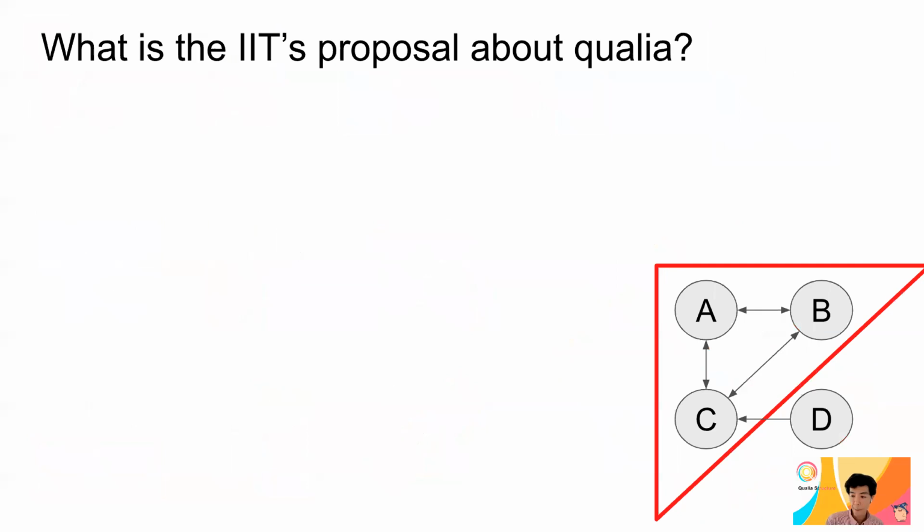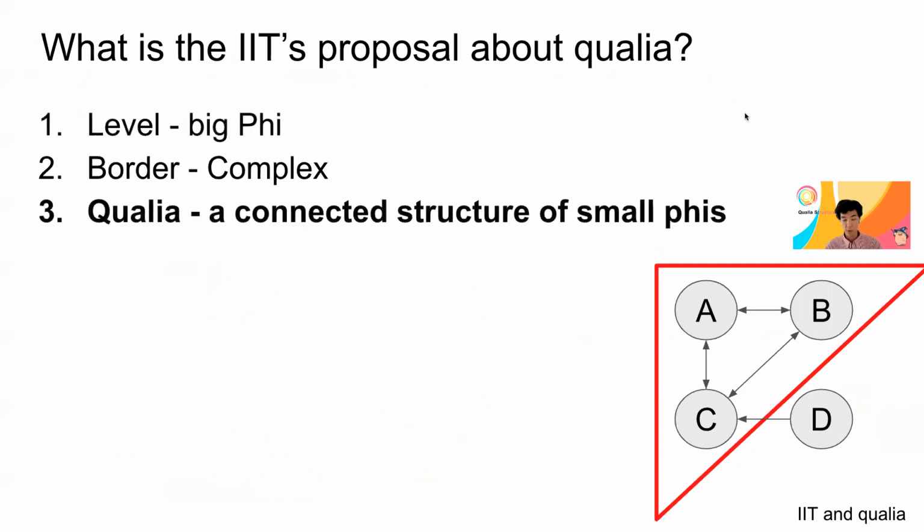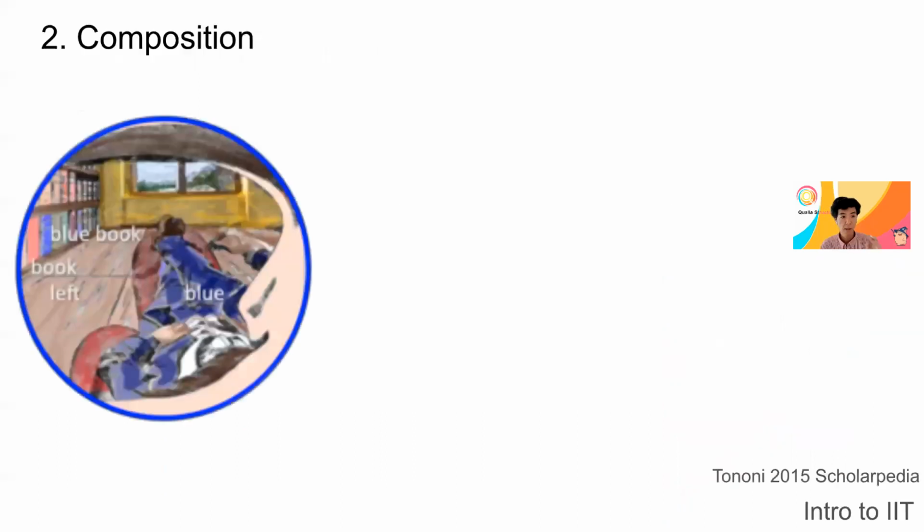The next step of this procedure to explain qualia is that now we have identified a border. We need to understand what qualia is as proposed by IIT. What it says is that it is a connected structure of small phis. So here ABC is the one that we need to think about.